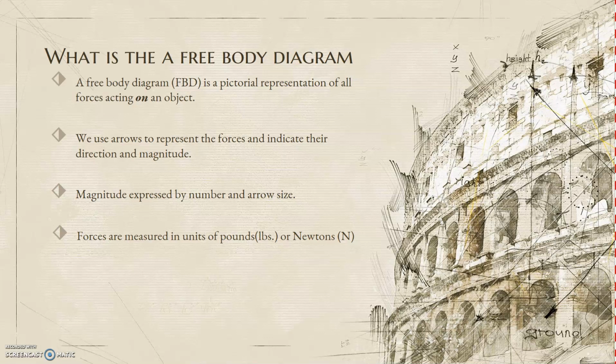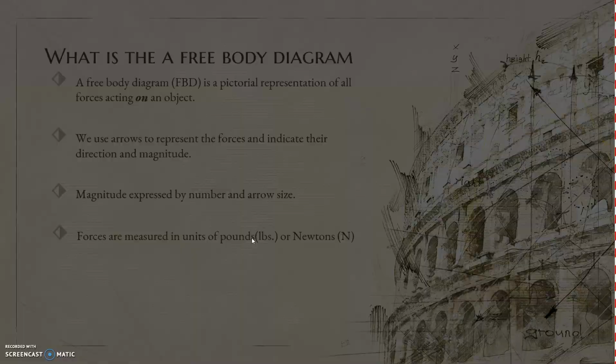We use arrows to represent forces, and their direction indicates the direction of the force, and how large the arrow is indicates their magnitude. So a bigger arrow represents a bigger force. So a magnitude is expressed by a number or the arrow size. The forces are measured in units called pounds or newtons. Notice that pounds is not a mass unit. Okay, it is actually a force unit.